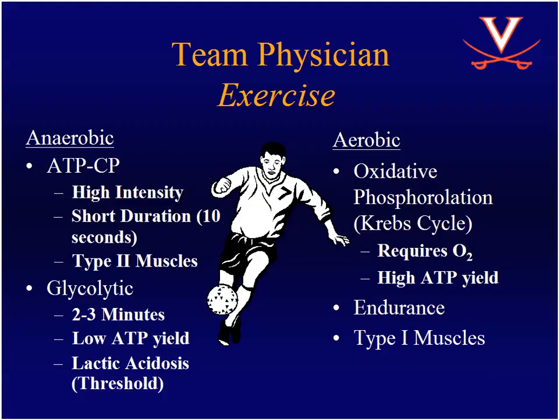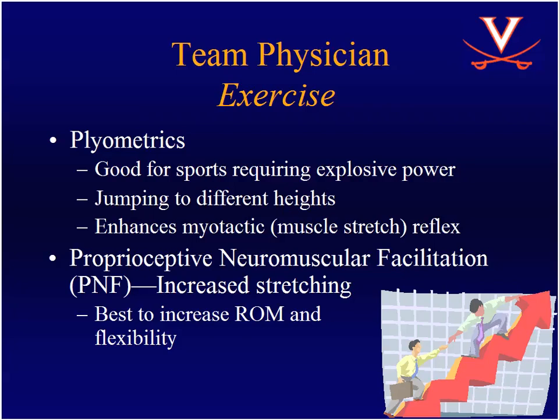Make sure you understand this concept of aerobic versus anaerobic. Anaerobic involves short sprints with type 2 muscles. Aerobic, longer-term oxidative, slow red oxidative muscles, and then there's somewhere in between the glycolytic pathway, which causes lactic acidosis after a few minutes of heavy exertion. Plyometrics is good for sports with explosive power, can be beneficial.